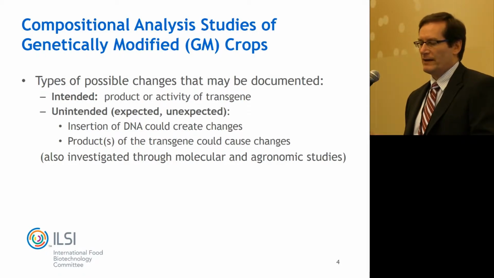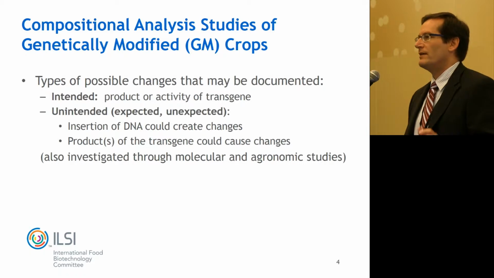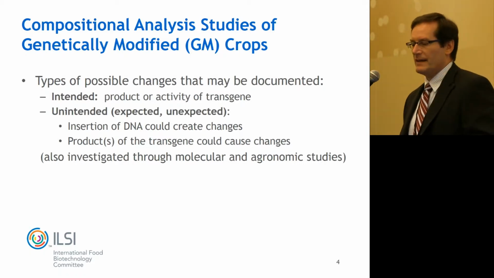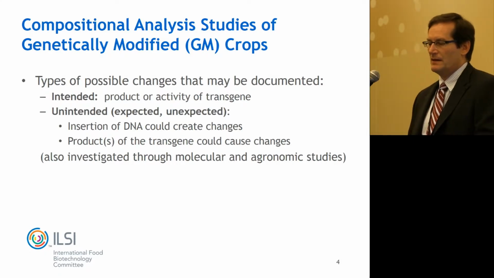We can also break down the unintended effects into expected and unexpected. So expected would be ones that we could hypothesize might occur. So let's say we're modifying a particular fatty acid level. We're trying to raise a fatty acid level. You could hypothesize that other fatty acids would change too. So these would be unintended effects, but we would expect that they were there based on hypothesis.